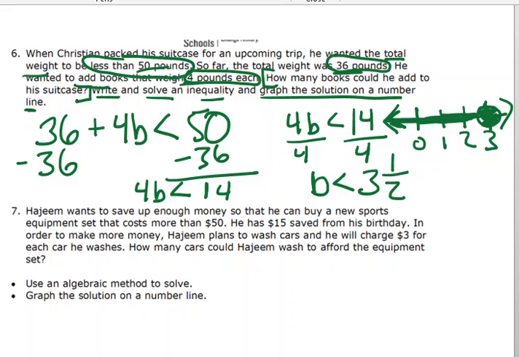So if he adds, I'm going to explain this one again because I don't like how this ended up. If he does add 3 books, he's only going to be at 12 pounds, and so he would end up being 2 pounds below the 48. So I am going to close this. He can add 3 books, even though we have that sign that says less than.